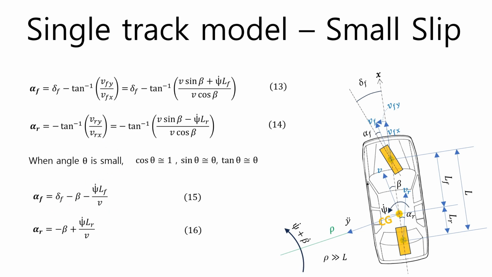The preceding equations 13 and 14 can be simply expressed using trigonometric approximation equations in the case of small slip with a small angle beta. When the angle theta is small, the cosine theta is 1, and the sine theta and tangent theta have theta values. Therefore, the front wheel slip angle equation 13 and the rear wheel slip angle equation 14 can be expressed as equation 15 and equation 16, respectively, by eliminating all trigonometric terms.